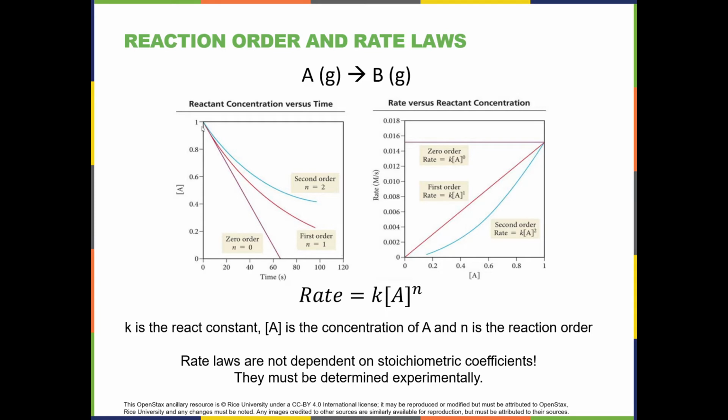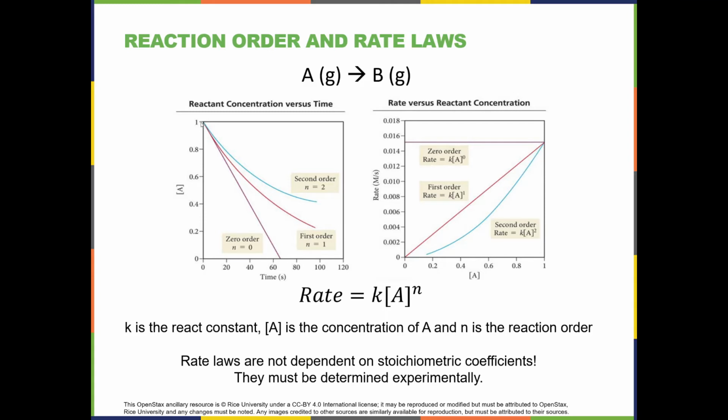If we look here, at the beginning, we have relatively a lot of A, and at the end, we have relatively little A, right? Because this is the concentration of A on this axis, so lots of A, a little bit of A. So the rate of the reaction slows as A gets used up. This is first order, n equals 1.